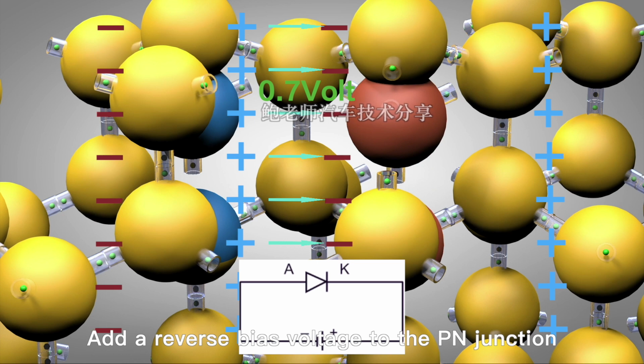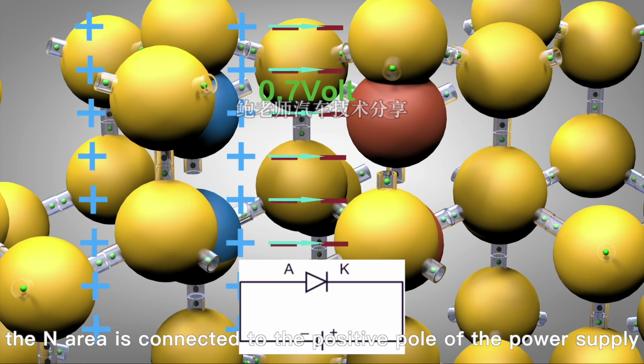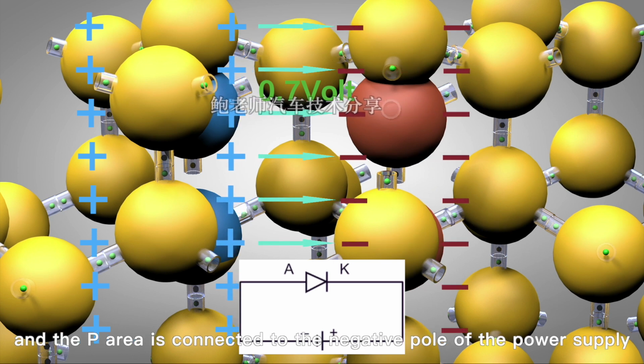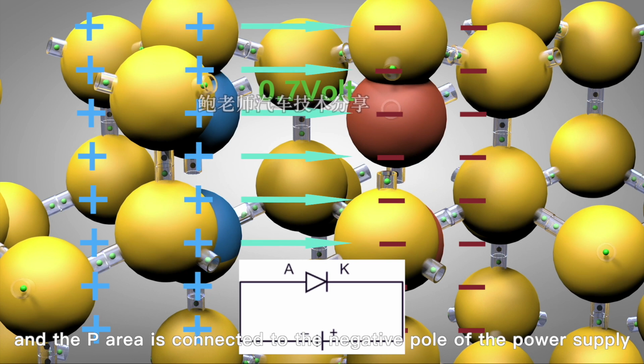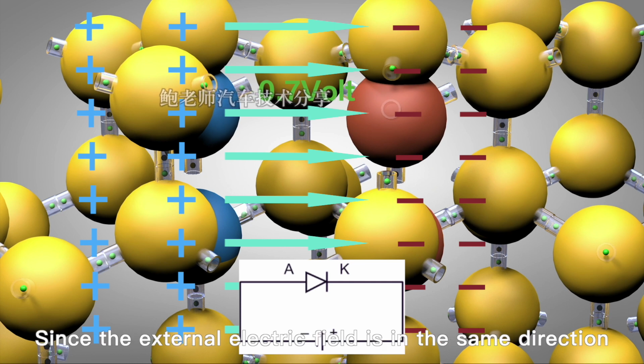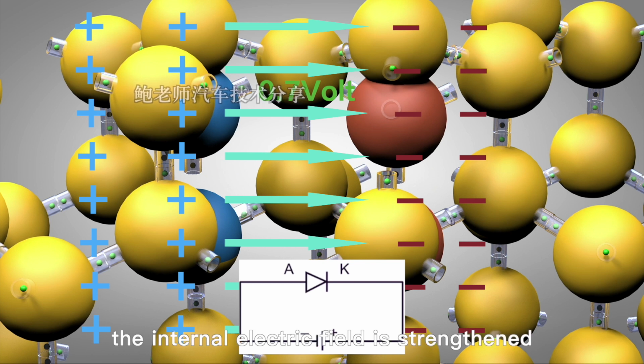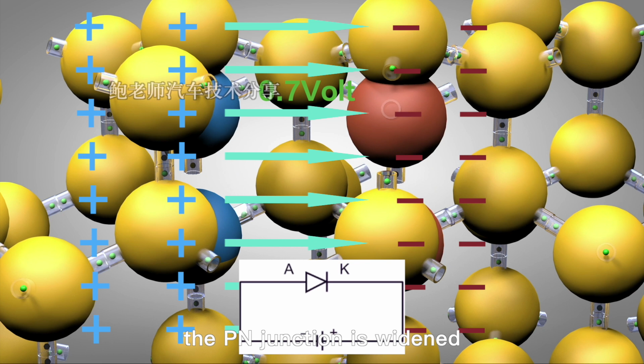Add a reverse bias voltage to the p-n junction. That is, the N area is connected to the positive pole of the power supply, and the P area is connected to the negative pole of the power supply, which is called the p-n junction reverse bias. Since the external electric field is in the same direction as the internal electric field, the internal electric field is strengthened. The p-n junction is widened. Electron diffusion is hindered, and the reverse current is weak.